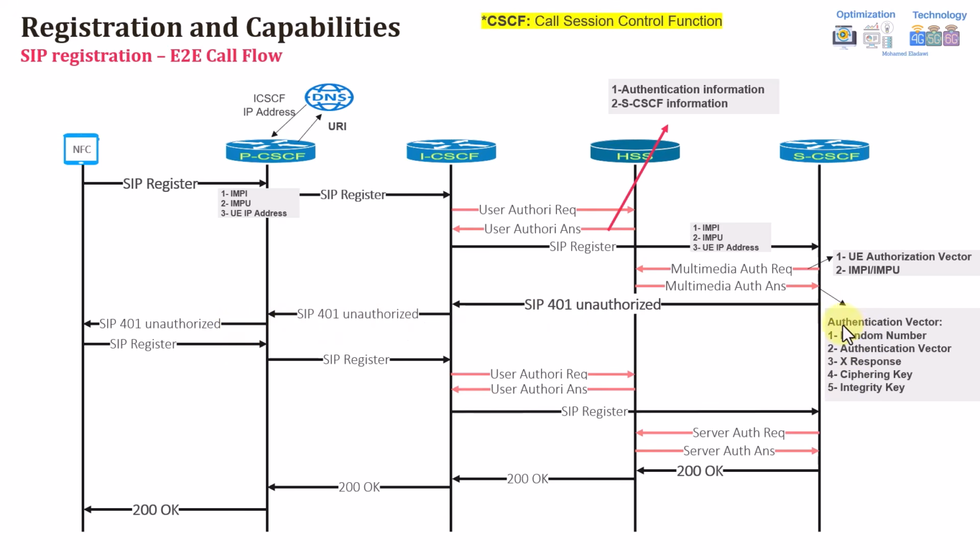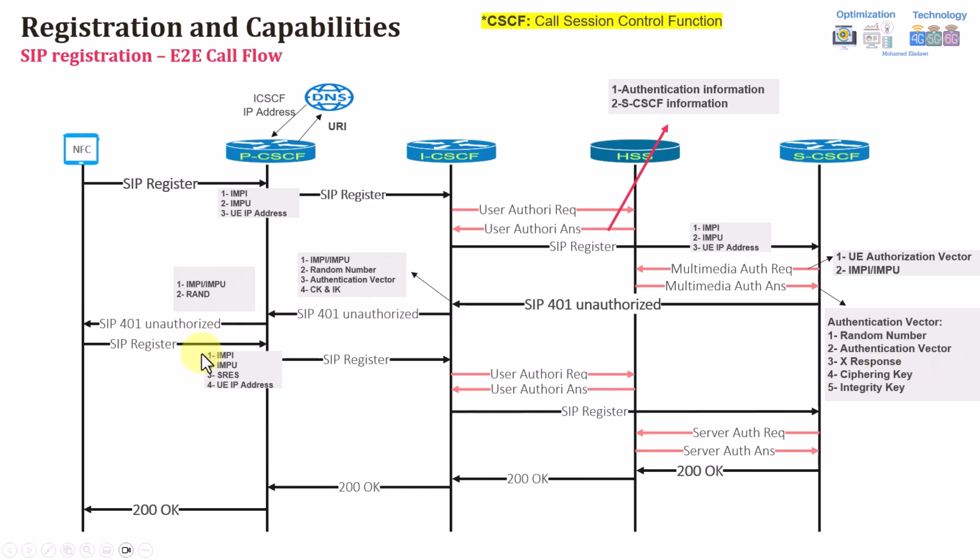So it will send this information to the I-CSCF, then it will be sent to the P-CSCF, but the P-CSCF will filter out this information, especially what they call CK and IK, which are the ciphering key and integrity key. They will just be saved within the P-CSCF, and it will just forward these two pieces of information, which are the user identity and the random number.